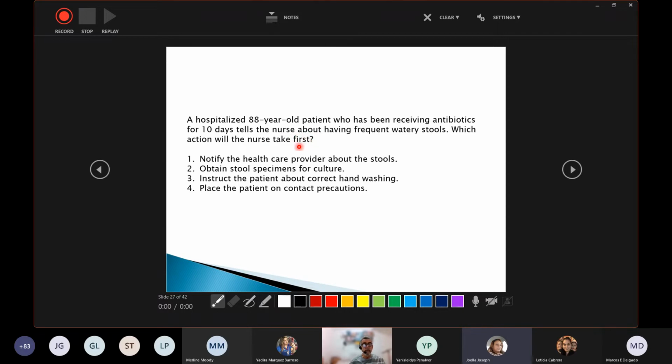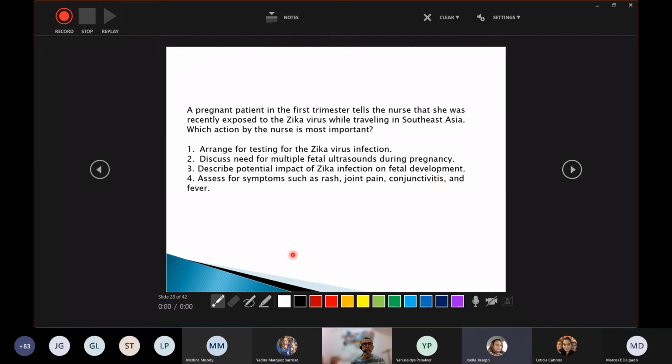What do you do first? Everything could be correct, but what do you do first: notify the doctor, obtain a specimen for culture, instruct the patient about correct hand washing, place the client on contact precautions? What do you do first? Contact precautions. Exactly. Number 4. This is the first that you do, to stop the dissemination of this infection. Now include the teaching, and taking the specimen, and notifying the doctor, which requires the order for the culture and the treatment, the antibiotic. Okay.